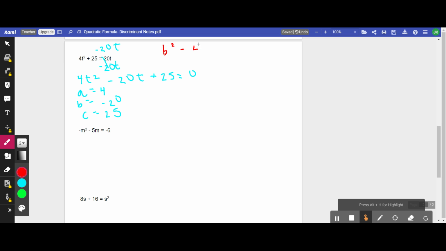I was just going to write this here. So this is what you're subbing them into next here. So we're subbing our b in first. So your b here is negative 20. So it's a negative you're squaring, so I'll put it in parentheses. So negative 20 squared for the b squared there. And then minus 4 times your a, which is 4. And then times your c, which is 25.